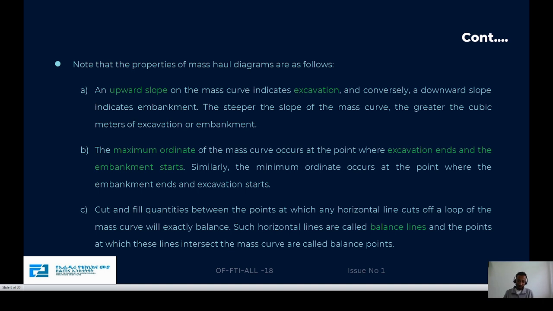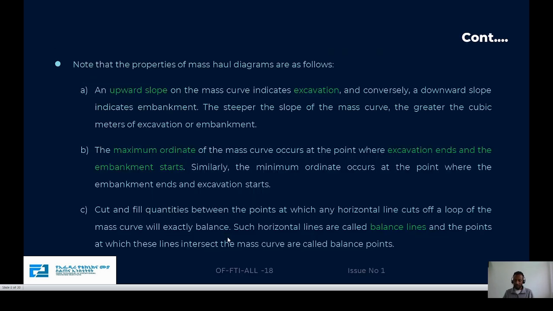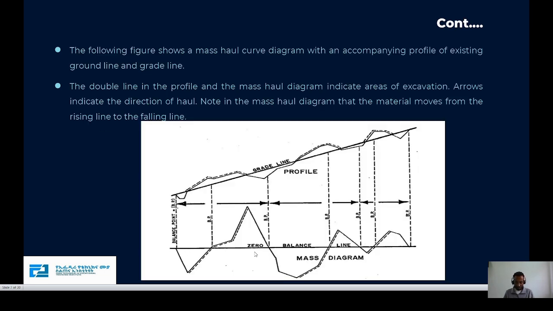When we see the minimum ordinate, it means this one: the cutting sections or embankments end and excavation starts. The third property concerns cut and fill sections between the points at which any horizontal line cuts off a loop of the mass curve; they are exactly balanced. This is a balance line, the zero balance line. We balance the cutting sections as well as the filling sections.